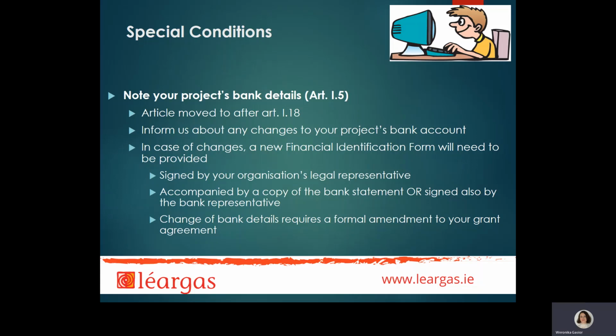Article 1.5 provides details of your project's bank details. You will find it on the signature page of your grant agreement. It is essential to let us know if your project's bank details change. Such a change requires a formal amendment to the grant agreement, and it is vital that the national agency makes payments to correct and valid bank accounts.